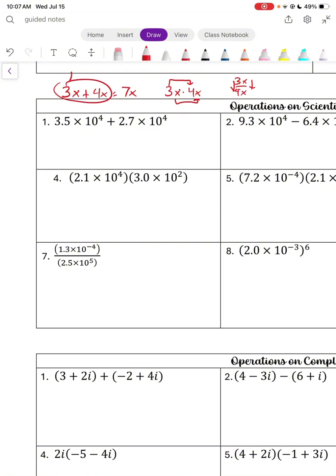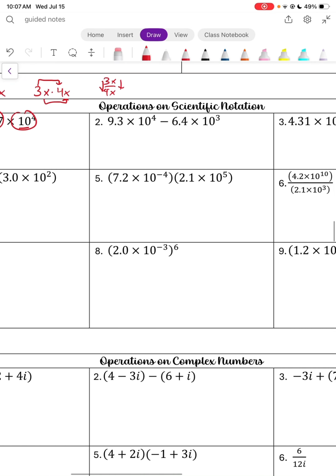The number out front tells you how many of something you have. It's called a coefficient. So in this problem up here, you have 3x's plus 4x's. Here you have this many 10 to the fourth, and this many 10 to the fourth. You can add anything, and when you add them together, they stay alike. So since these are alike, you have 3.5 of them and 2.7 of them. You simply add the coefficients, and that gives you 6.2 times 10 to the fourth.